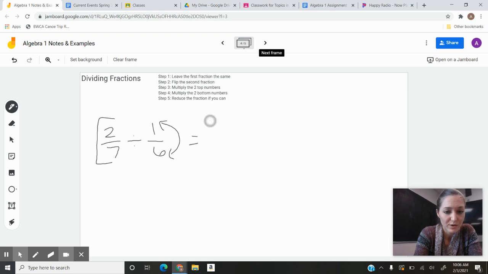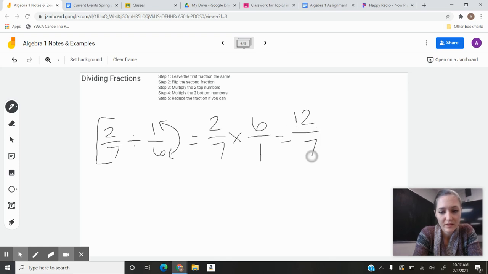So I'm going to keep the first fraction the same, 2/7. And then I'm going to flip the other one around. So instead of 1/6, I'm going to have 6/1. And instead of dividing, now that they're flipped, I'm going to multiply. So 2 times 6, 12. 7 times 1, 7.